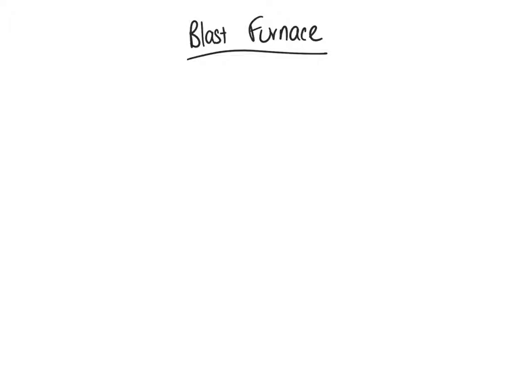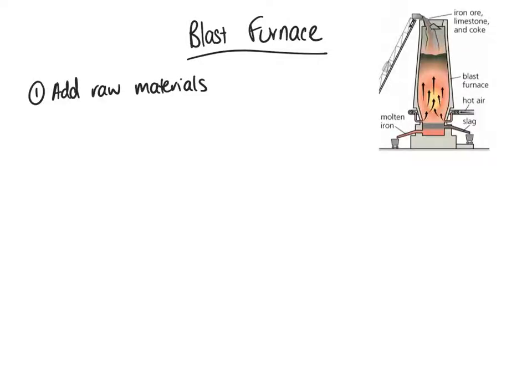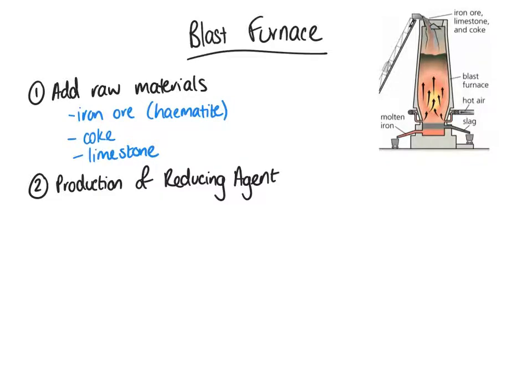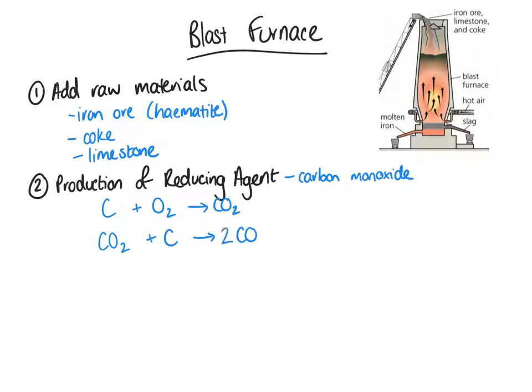So let's just run through it again really quickly. So the first thing we do is we add our raw materials. That's the iron ore, which is called hematite, which is mainly iron oxide with some acidic impurities. It's the coke, which is carbon, and limestone, which is calcium carbonate. Then we've got the production of our reducing agent, which remember is carbon monoxide. So we start with our coke, and at the high temperatures, it reacts with oxygen to produce carbon dioxide. And then that carbon dioxide reacts with more coke to produce carbon monoxide. And we need to put a 2 in front of that carbon monoxide to balance it.